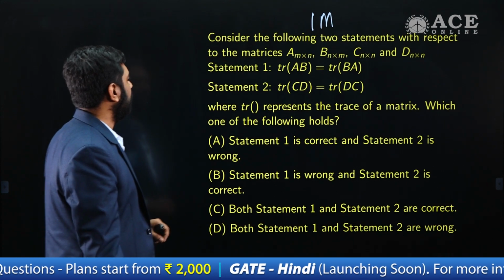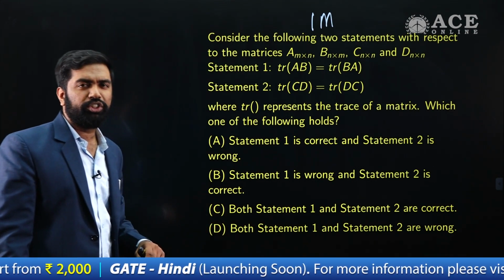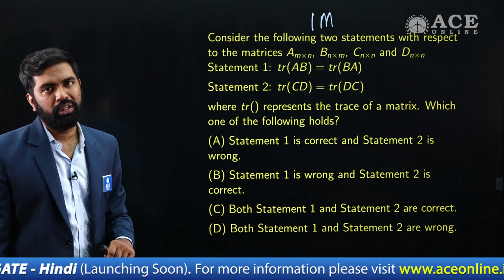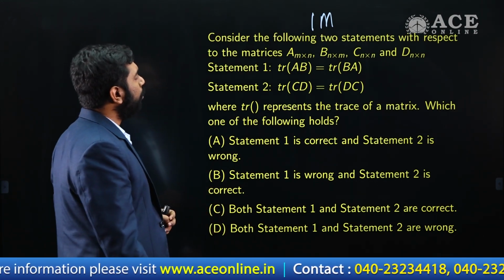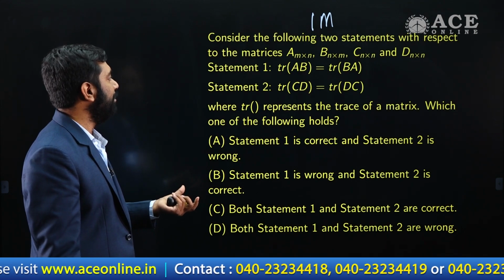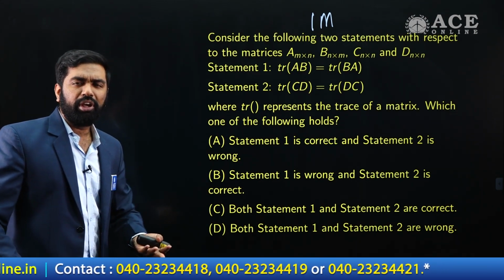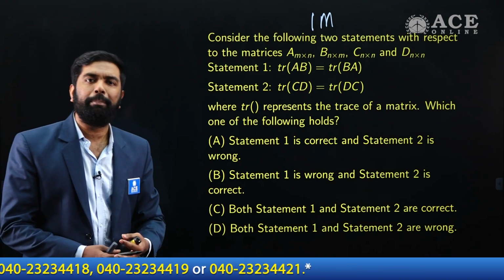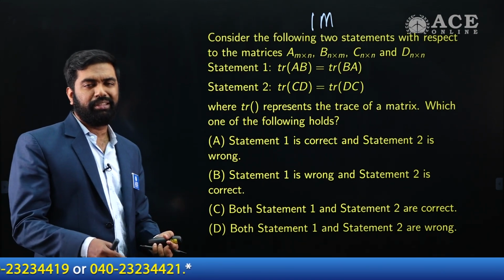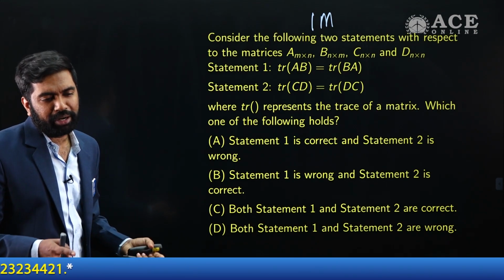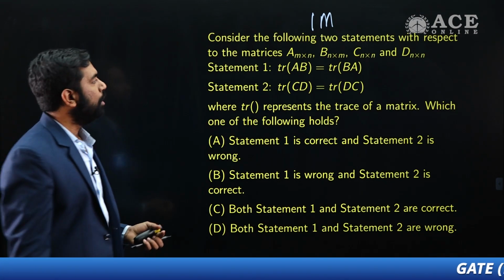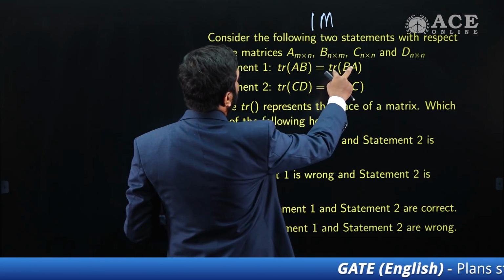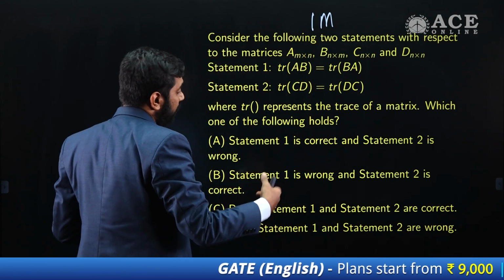Ultimately what we have to do is verify whether statement 1 is true or not, and whether statement 2 is true or not. Statement 1 talks about trace of AB equal to trace of BA. We are all aware of what the trace of a matrix is. Trace of a matrix is simply the sum of the principal diagonal elements. So for that you need to find AB and then BA, then take their traces and compare.